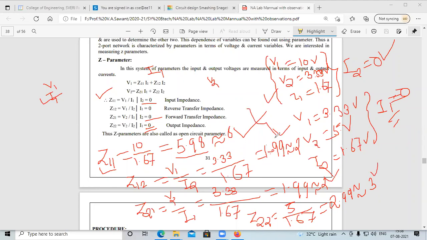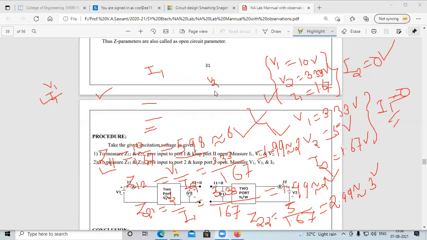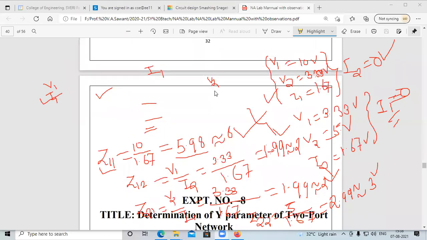Okay. So our theoretical value and our simulated or determined value are the same. Getting? Hello. Yes, sir. So we verified this Z parameter again, and also we determined the values of Z11, Z12, Z21 and Z22. So this is the seventh practical.